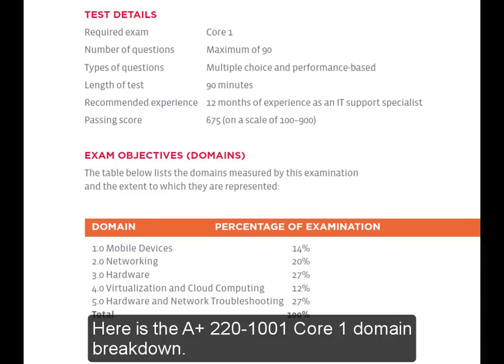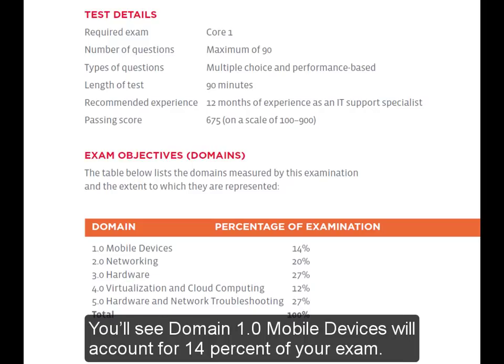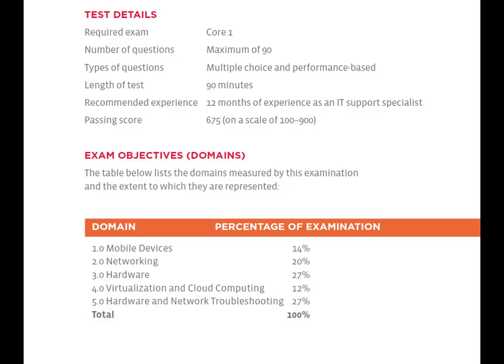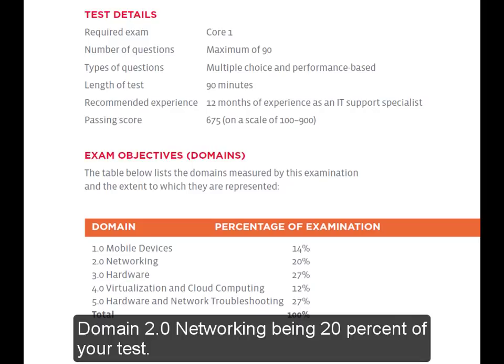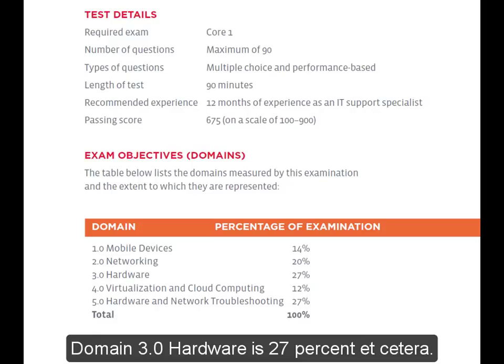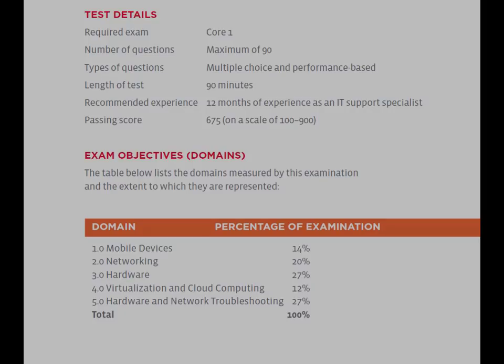Here is the A+ 220-1001 Core 1 domain breakdown. You'll see domain 1.0 mobile devices will account for 14% of your exam, domain 2.0 networking being 20% of your test, domain 3.0 hardware is 27%, etc.